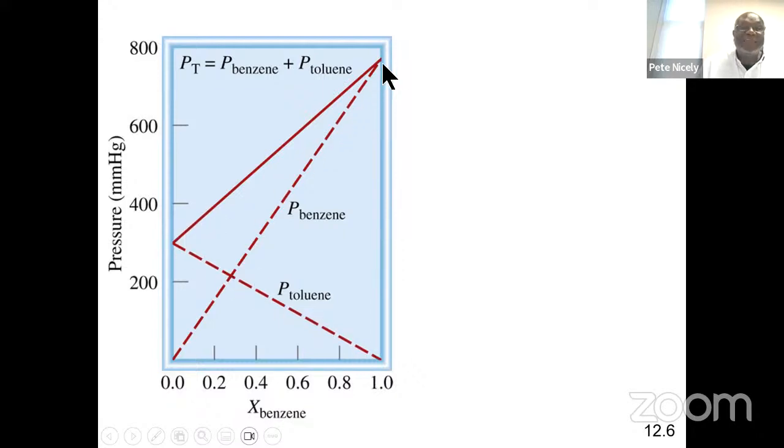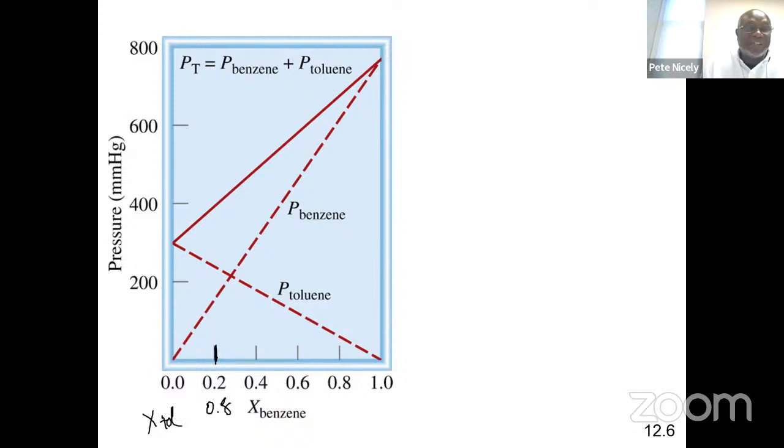Now, this solid line here represents the sum total vapor pressures of both toluene and benzene under different mole fraction values. So as you can see here, the total pressure is equal to the vapor pressure of benzene plus the vapor pressure of toluene, which is basically Dalton's law, which you learned about in General Chemistry 1. So for example, if I were to look at where the mole fraction of benzene is 0.2, let me just make a mark right here, 0.2, which means that the mole fraction of toluene is equal to 0.8.